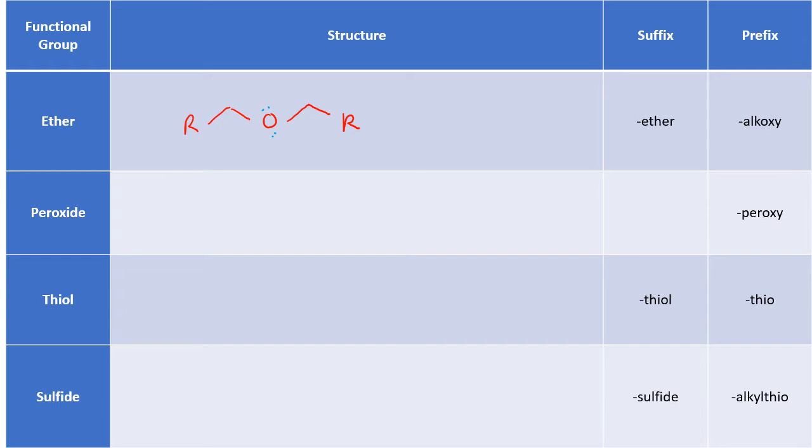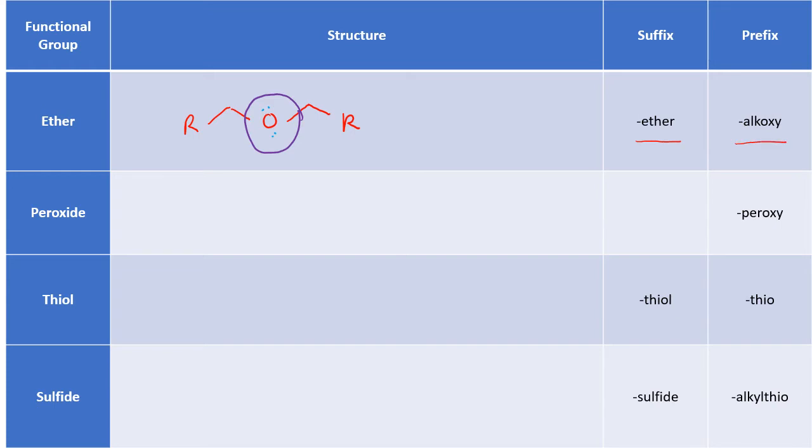And so however long those carbon chains are, it doesn't matter. You could have a single carbon chain, or you could have a 10 carbon chain on each side, or they could be different carbon chains. The part of this that is the ether is the fact that we have this going on. So when we name ethers, the ending is ether.